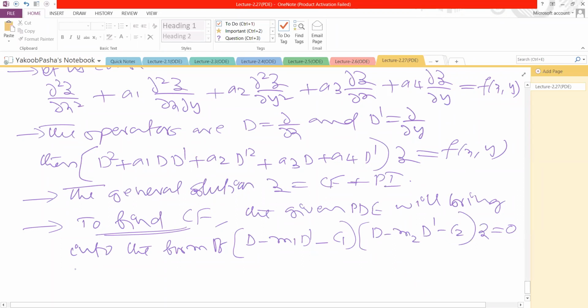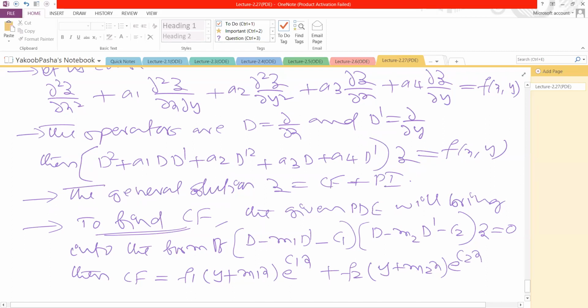Then the complementary function CF is equal to... ఇంతకుముందు ఎవరో క్వశ్చన్ చేశారు, ఐ థింక్ మమతా మేడం అనుకుంటా. ఇక్కడ ఎలా రాస్తామంటే కాంప్లిమెంటరీ ఫంక్షన్ f1 of y plus m1 x into e to the power of c1 x plus f2 of y plus m2 x into e to the power of c2 x. ఈ విధంగా కాంప్లిమెంటరీ ఫంక్షన్. ఇక్కడ మైనస్ m1 ఉన్నప్పుడు ప్లస్ m1 రాస్తున్నాం, ఇక్కడ మైనస్ c1 ఉన్నప్పుడు ప్లస్ c1 రాస్తున్నాం, సైన్ చేంజ్ చేసి రాస్తాం. ఒకటి అబ్జర్వ్ చేయండి.